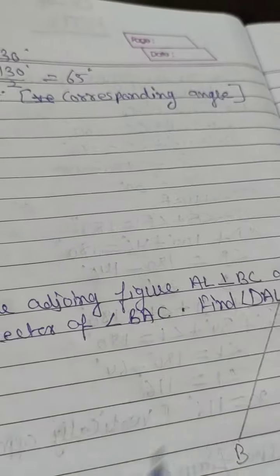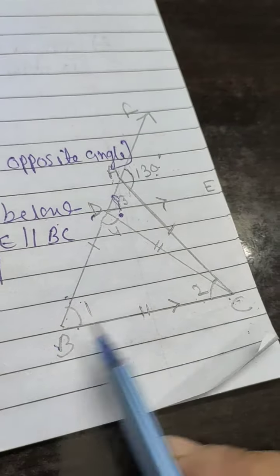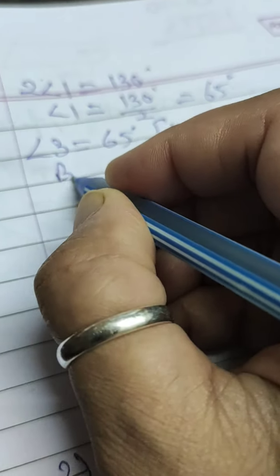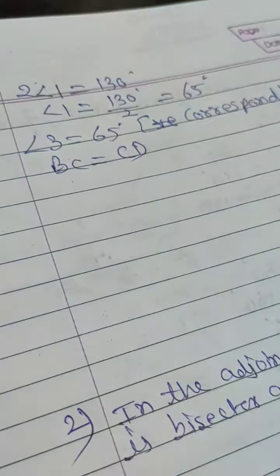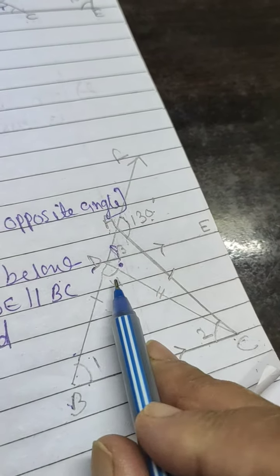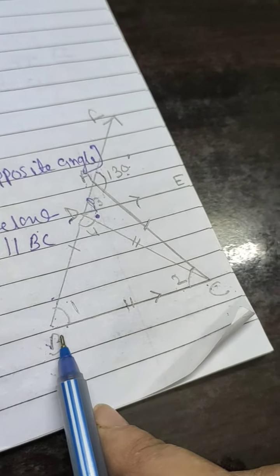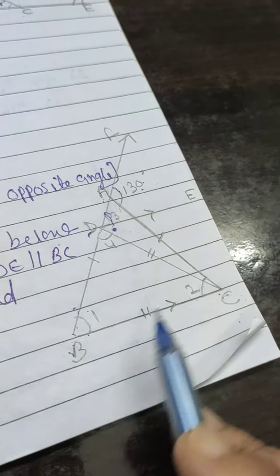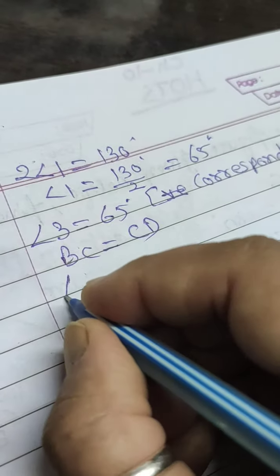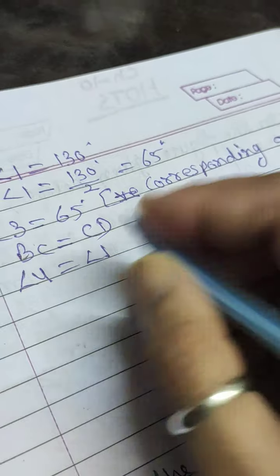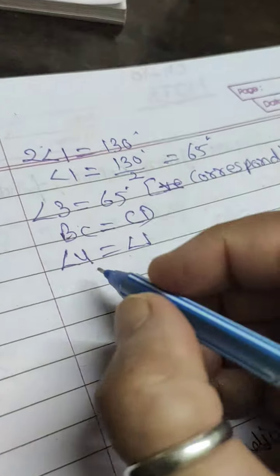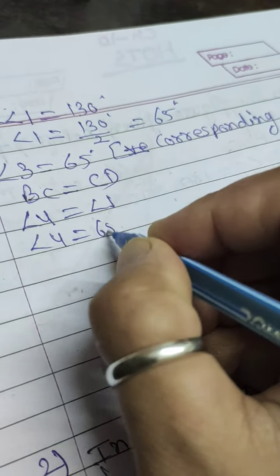Now, given BC is equal to CD, as stated in the question. Take angle 4 here. So angle 4 is equal to angle 1, because these two sides are equal. So angle 4 is equal to angle 1, and angle 1 is 65 degrees. So angle 4 is equal to 65 degrees.